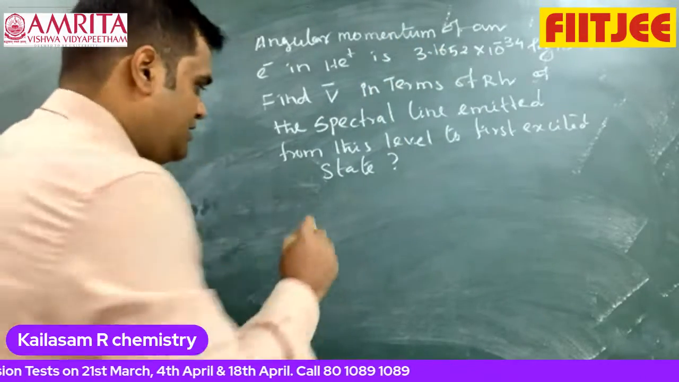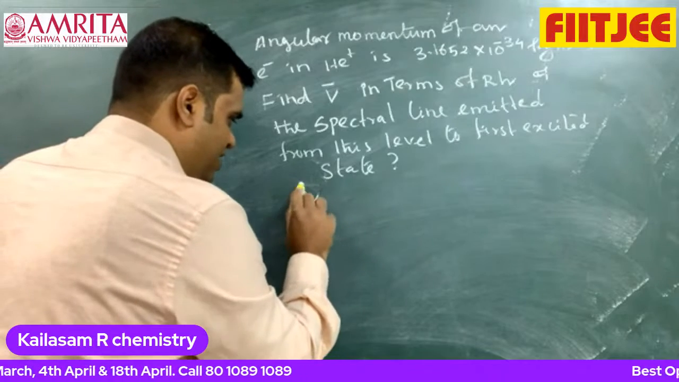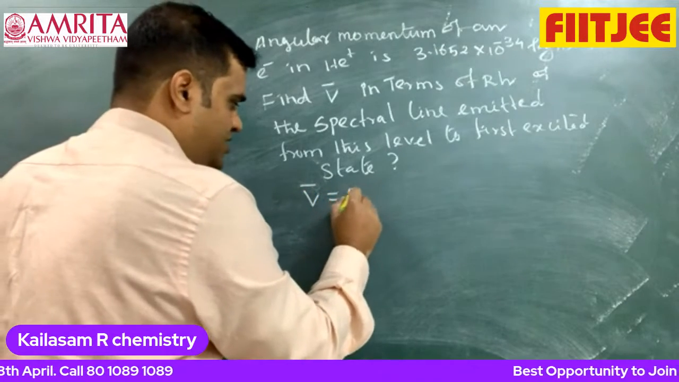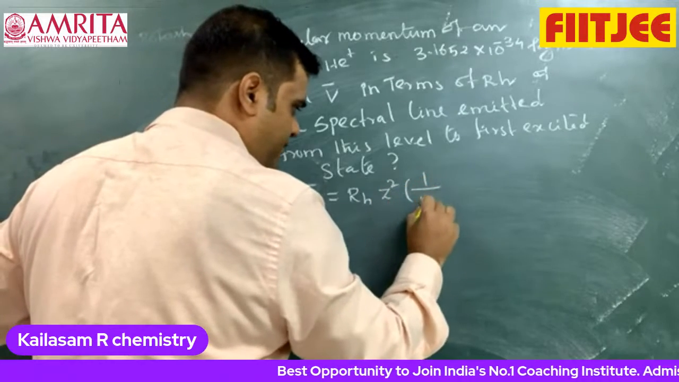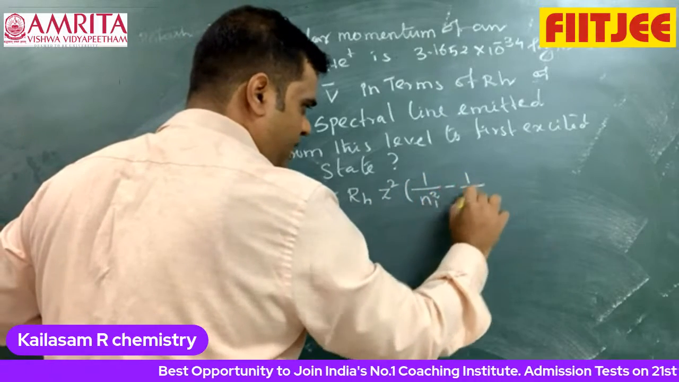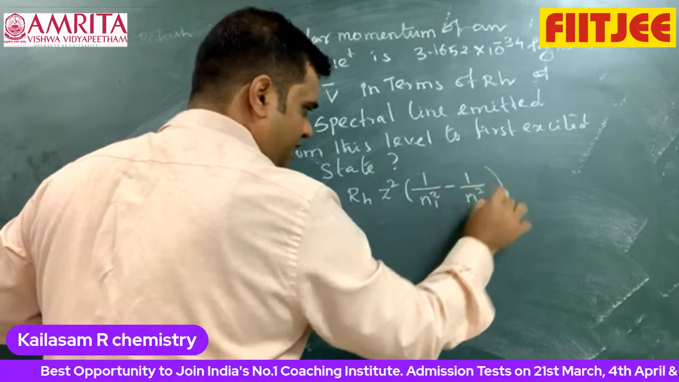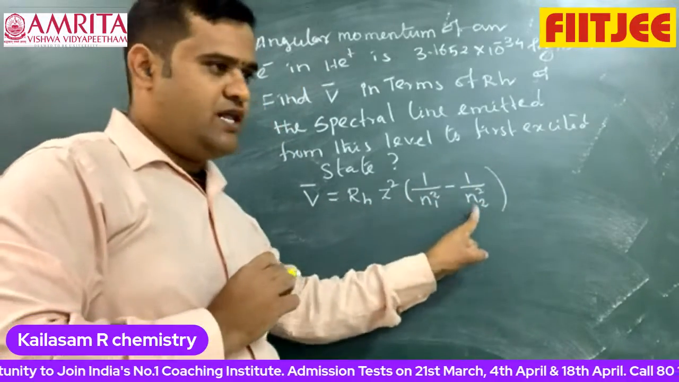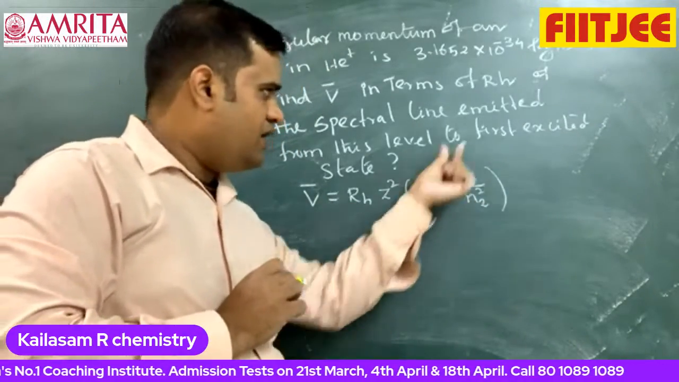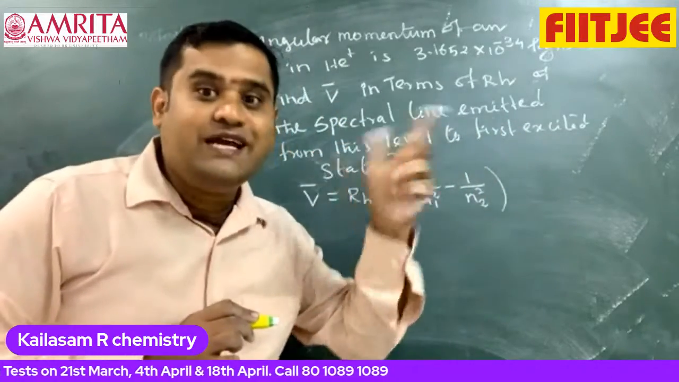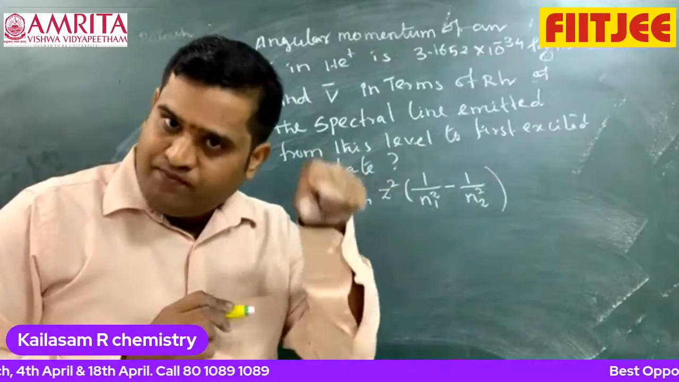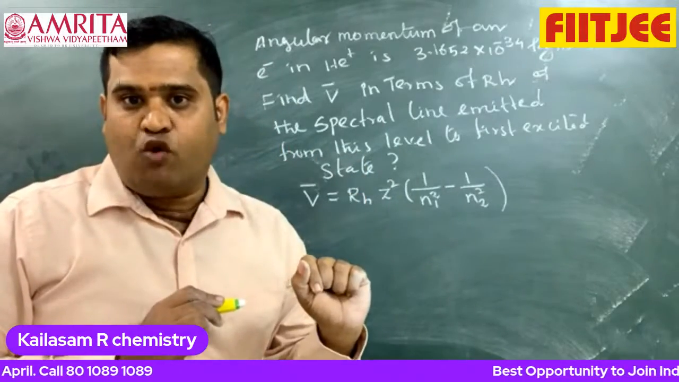So now look at this. Wave number is equal to RH Z squared into 1 by N1 square minus 1 by N2 square. That means obviously N2 is greater than N1. Obviously N1 is the first excited state, therefore N1 is equal to 2. Then I want to find N2. How am I going to find it? Using Bohr's angular momentum quantization condition.